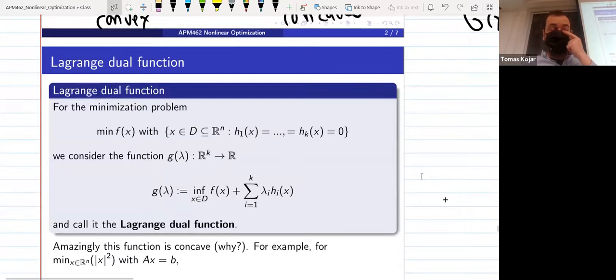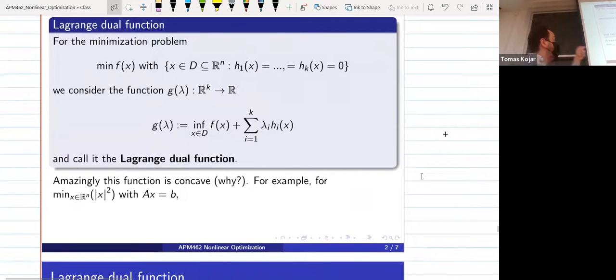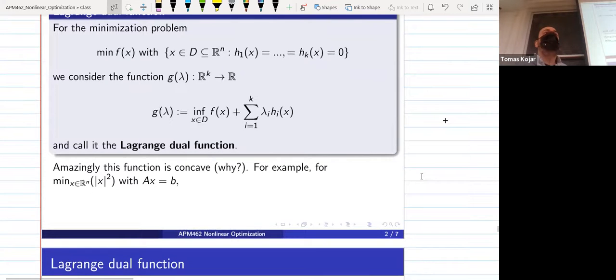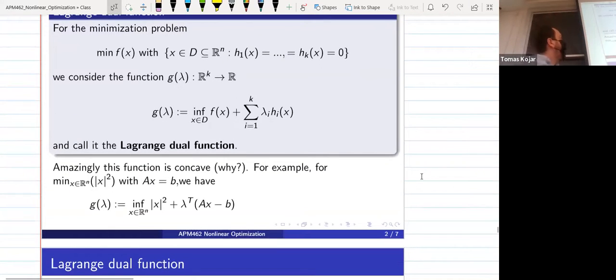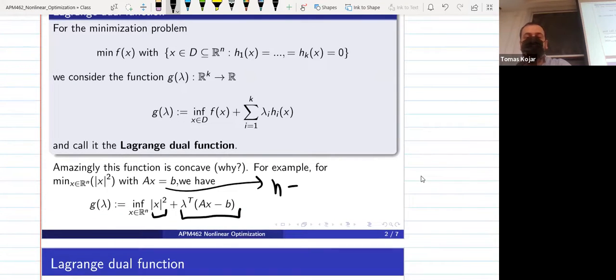So let me do an example. So this function given this constraint, I'm going to write down the dual function. So what do you do? You compute the Lagrange multiplier, right? So remember, you put your cost and you put your constraint, so you rewrite this as h equal to Ax minus b. Is that okay? Very good.